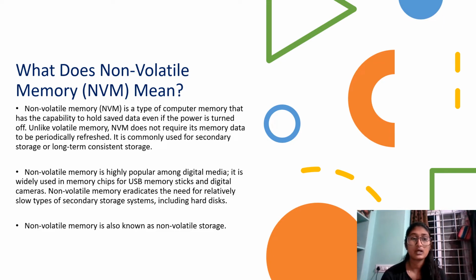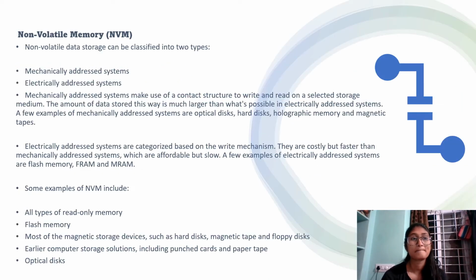Non-volatile memory is highly popular among digital media. It is widely used in memory chips for USB memory sticks and digital cameras. Non-volatile memory eliminates the need for relatively slow types of secondary storage systems, including hard disks. Non-volatile memory is also known as non-volatile storage.